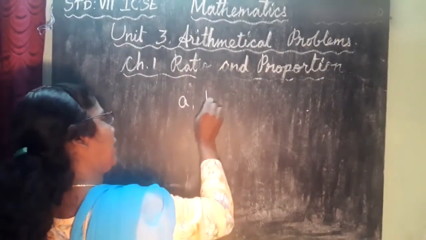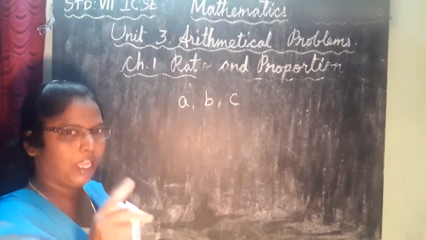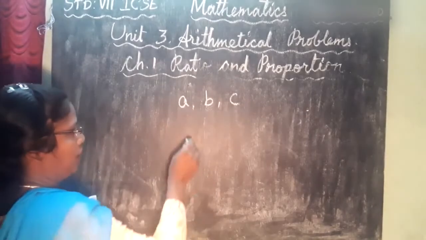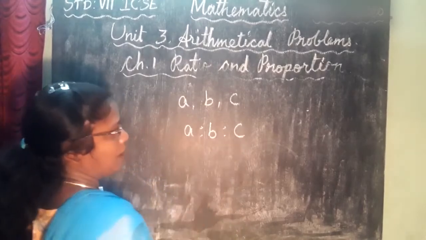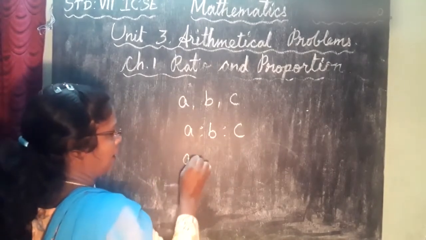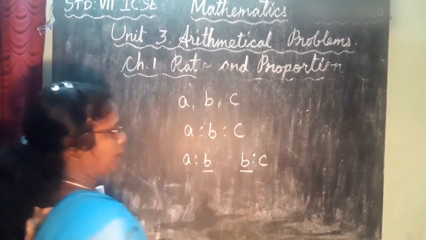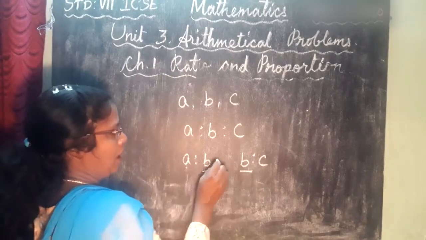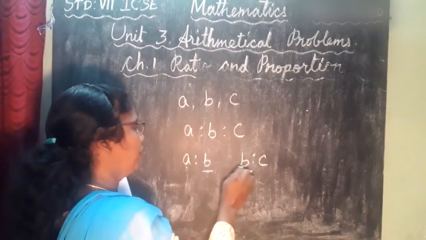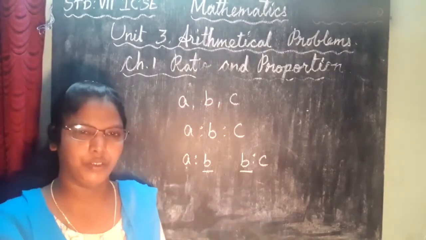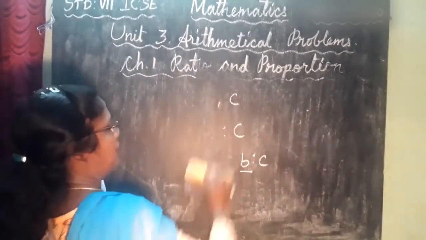three quantities A, B and C. Okay, three quantities I am taking. Till now I have taken A and B, two quantities. Here I am going to take three quantities. So A is to B is to C. This can be written as A is to B and B is to C. See, B is continued here. A is to B and another ratio is B is to C. Since B is continued in both the ratios, it is called continued ratio. Understood? Okay. When we do sums, you can understand this better.